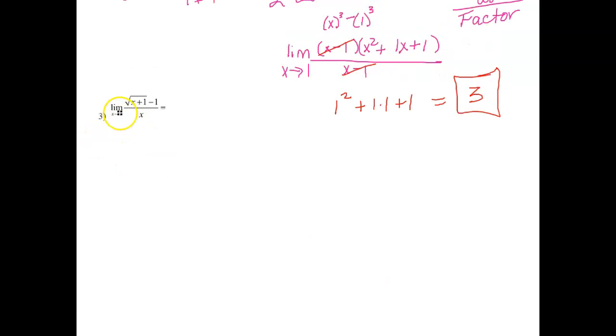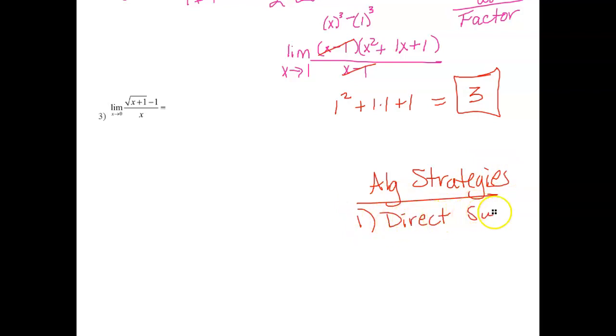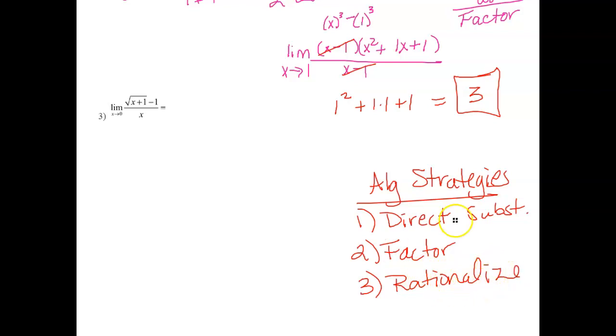This one, if I direct substitute 0, I get undefined. So direct substitution doesn't work. That is not something that gets factored. So our strategy is going to be what I'll call rationalization. So these are your algebraic strategies, okay? I'm going to summarize it. So number 1, you always try direct substitution. 2, try factoring, then go back to number 1. Number 3, we're going to do rationalizing, and then go back to number 1.